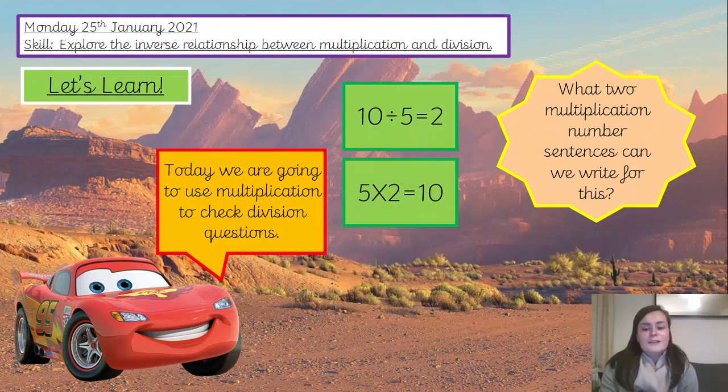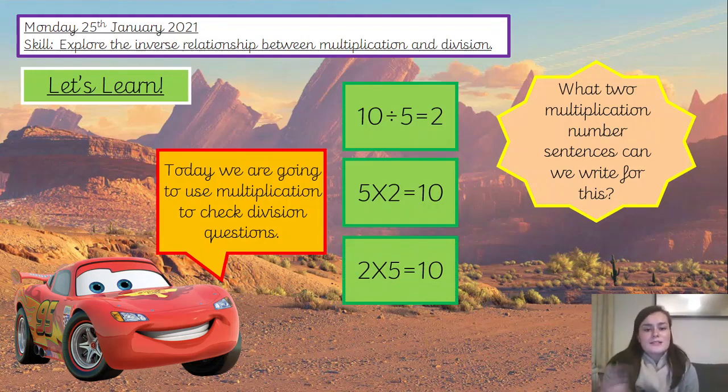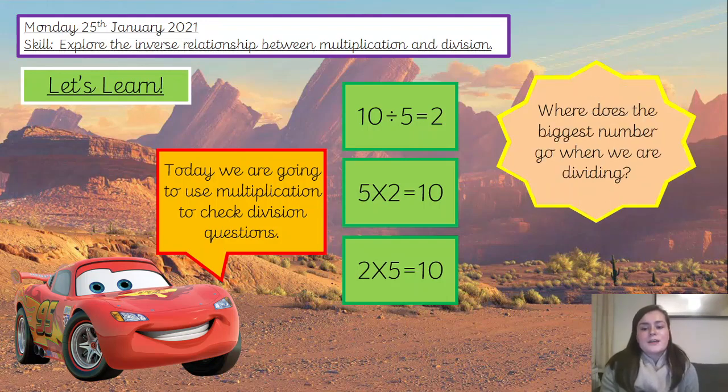Okay, so hopefully you said 5 times 2 equals 10 and 2 times 5 equals 10. So we've got the same 3 numbers, the same fact family, we're just rearranging it. So where does the biggest number go when we are dividing? Pause the video and have a little think. So the biggest number when we're dividing goes at the beginning of the number sentence, doesn't it? So we've got 10 at the beginning of our number sentence there.